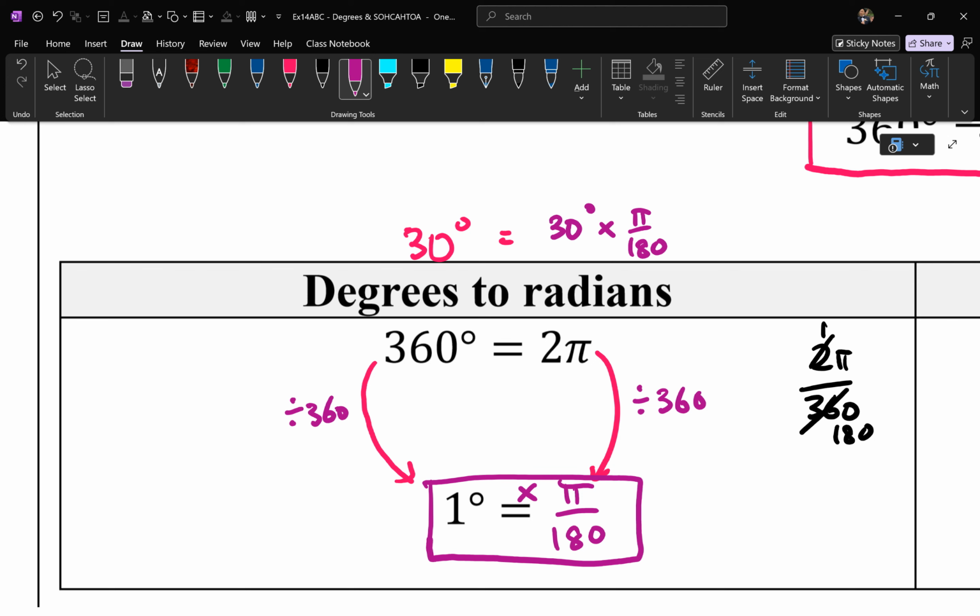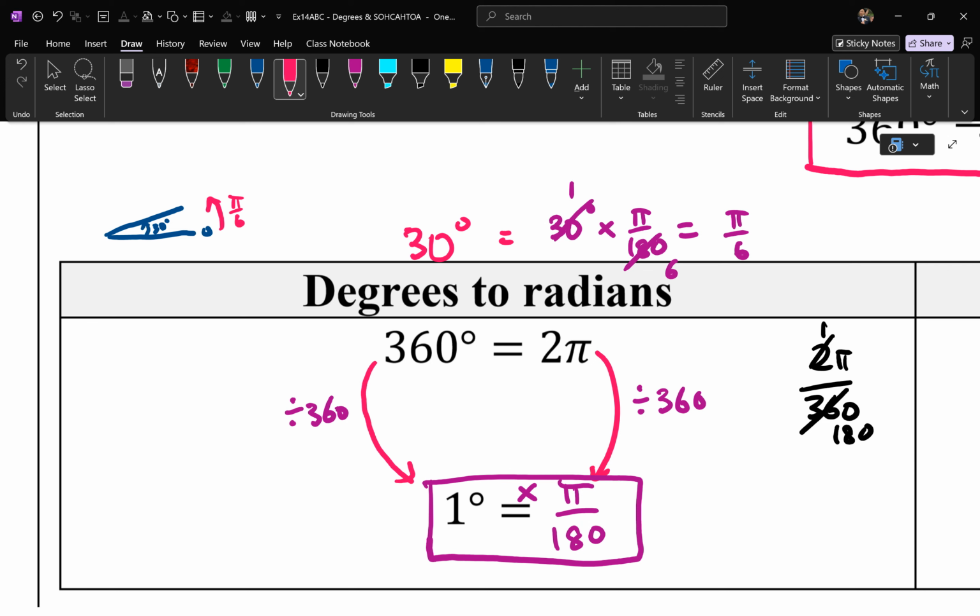I got 1. So if I want 30 of them, I times it by 30. So 30 and 180 cancel out to be 1 over 6. So that's what radians is. I've moved pi over 6 distance when I make a 30-degree angle. If I draw it out, say this is a 0-degree line, 30 degrees is about here. When I make 30 degrees, I've moved a distance of pi over 6.